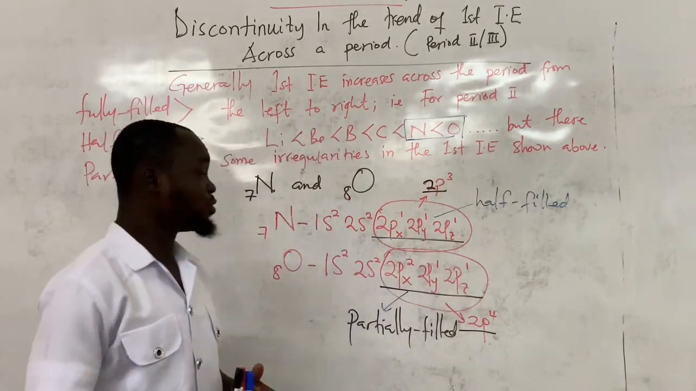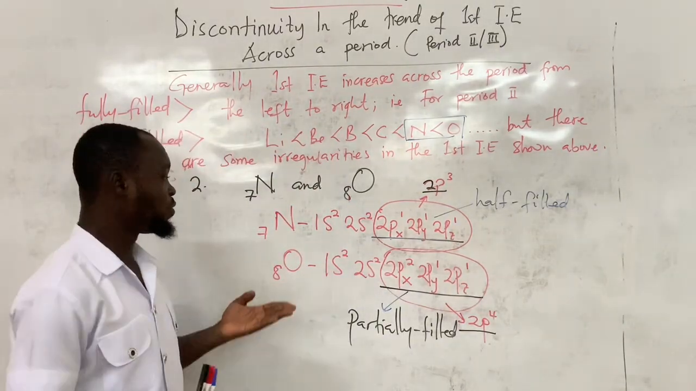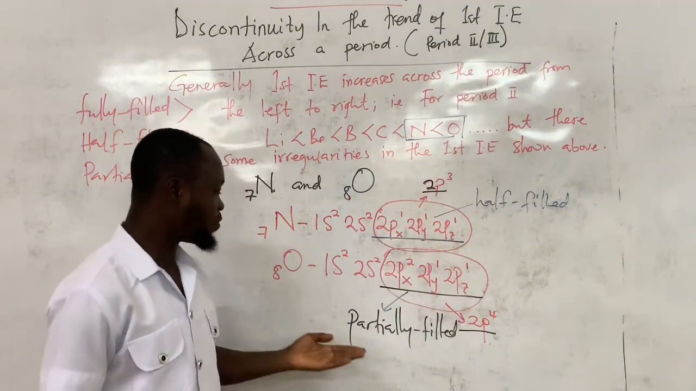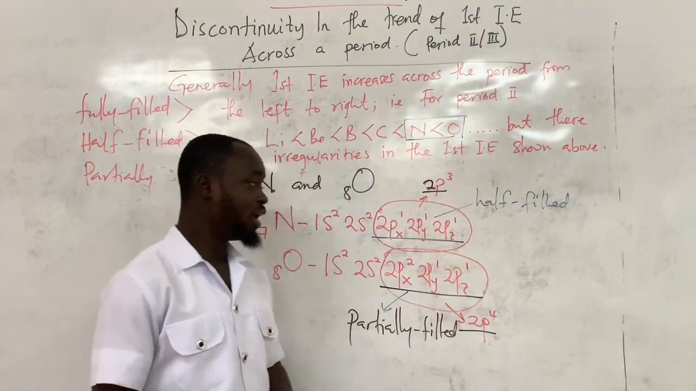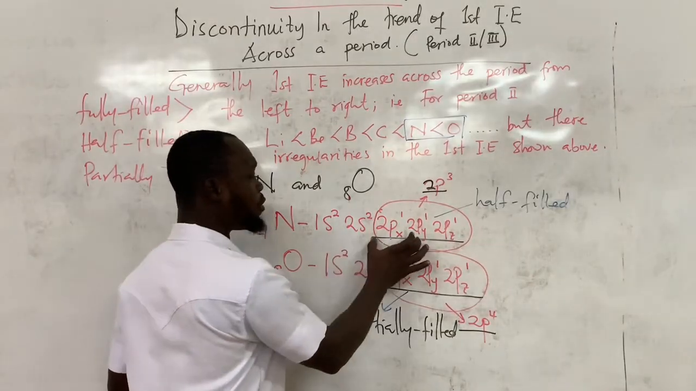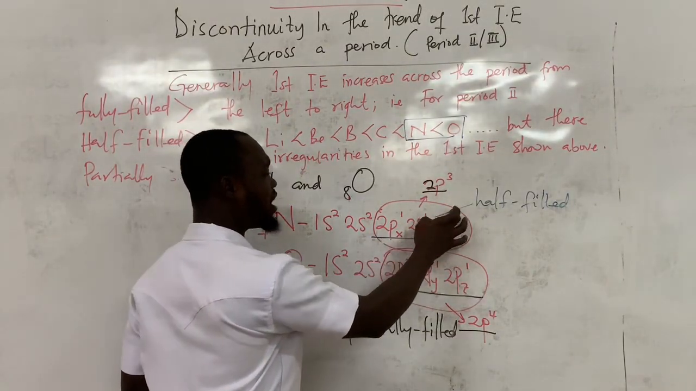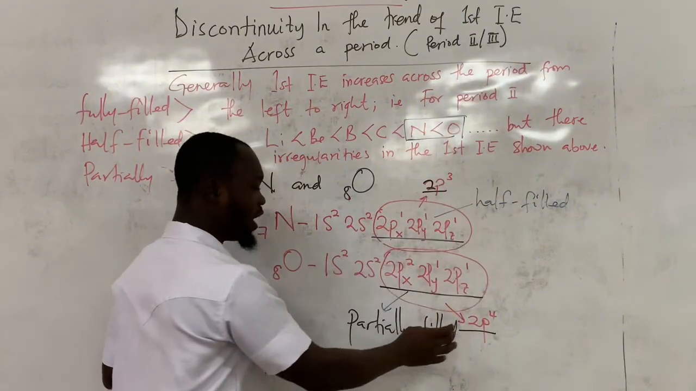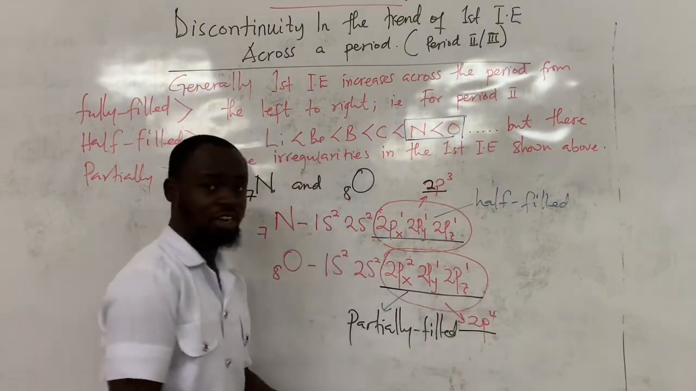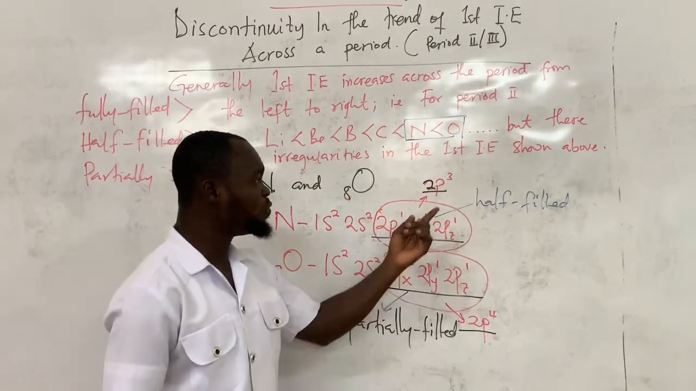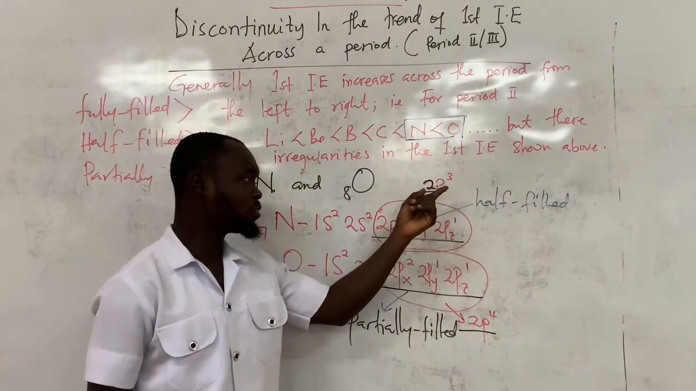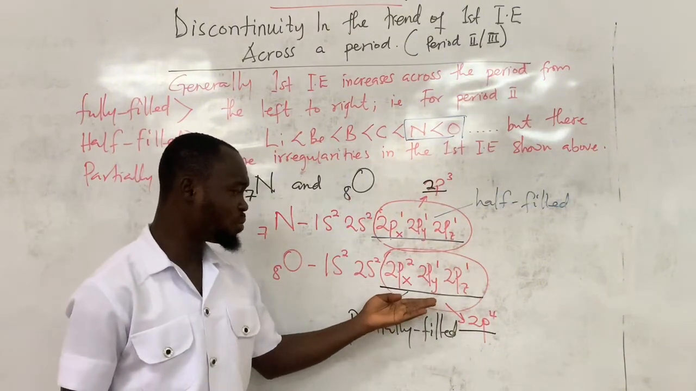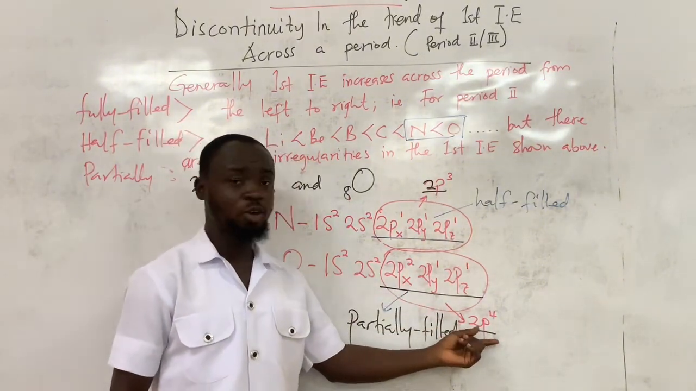Okay, so the electron to be removed in nitrogen is coming from the 2p3 atomic orbital, and that of oxygen is coming from the 2p4. And again, I said once you look at the electron arrangement here, this one corresponds to a half-filled orbital. So the 2p3 orbital is half-filled, and the 2p4 orbital is partially filled. So the first electron to be removed in this is coming from a half-filled 2p3 atomic orbital, and the first electron to be removed here is coming from a partially filled 2p4 atomic orbital.